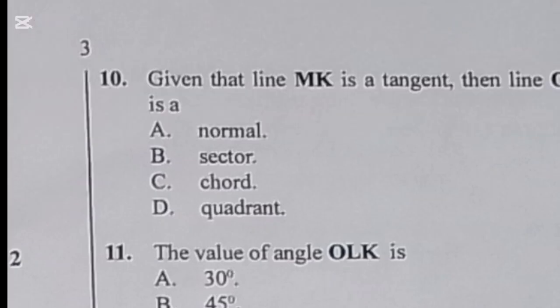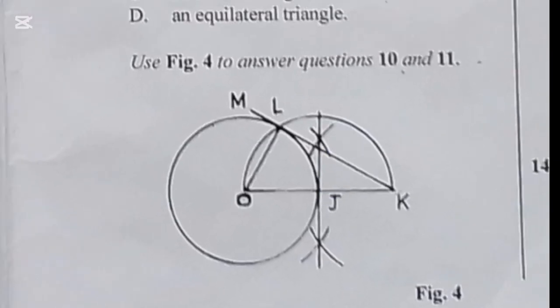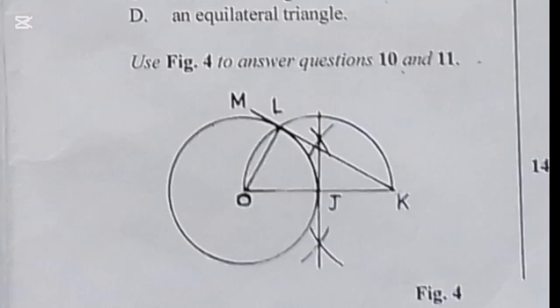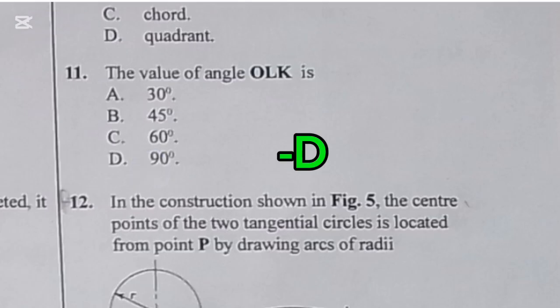A is the correct answer. It will be forming normal to the tangent. So question 11, the value of angle OLK. This angle O, L and K here. So that value is D, 90 degrees.